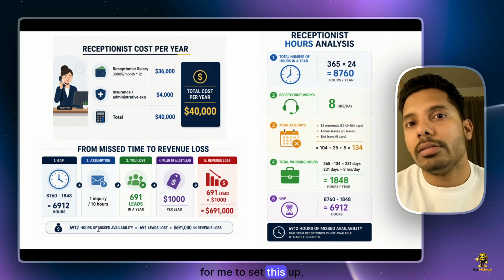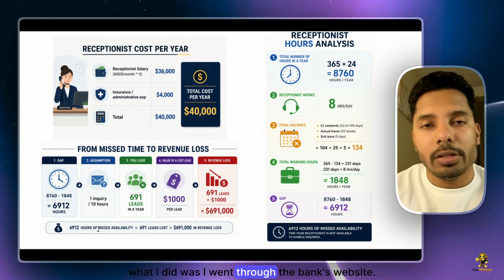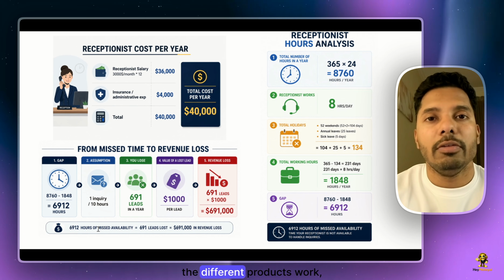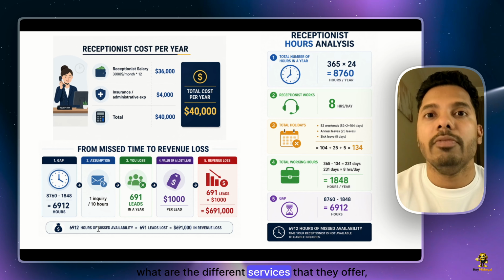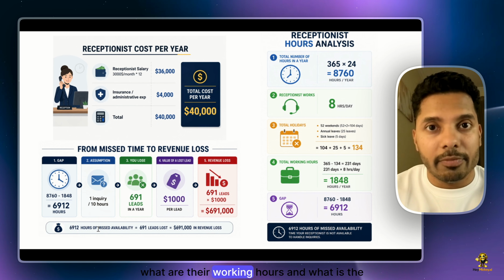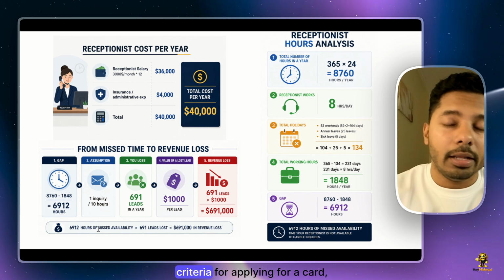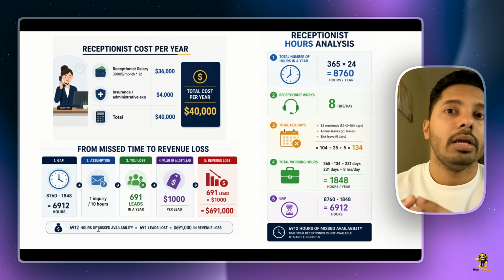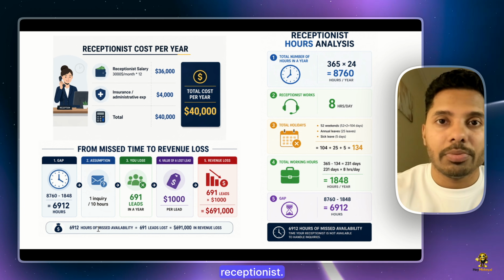For me to set this up, what I did was I went to the bank's website. I understood how the different products work, what the different services are that they offer, what their working hours are, and what the criteria is for applying for a card or a loan. And I fed all this information into the voice AI receptionist.